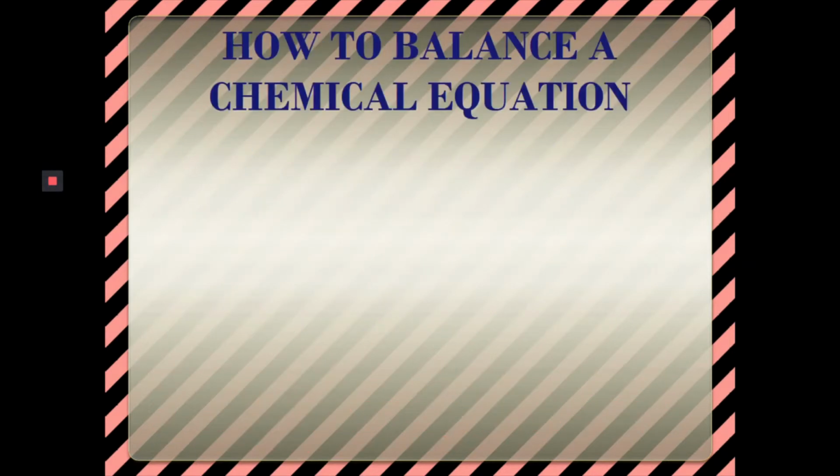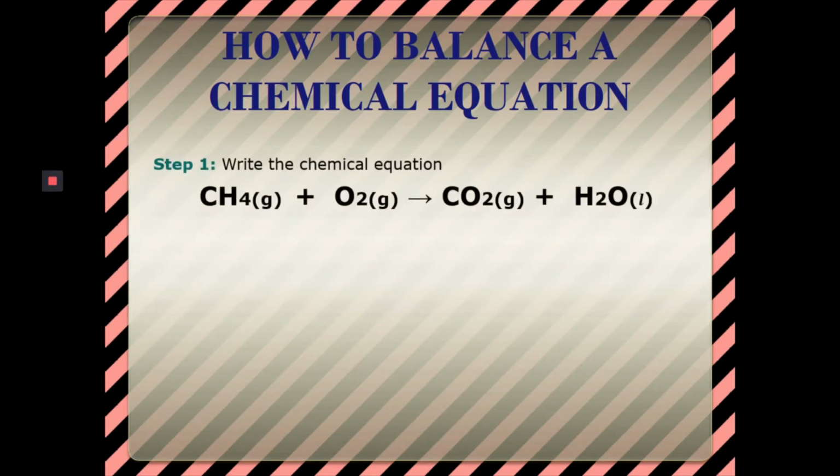Alright, so let's see how to balance a chemical equation. Let's say we have here methane plus oxygen, which will produce carbon dioxide and water. So let's see how we balance it. The first step we saw earlier is we have to write the correct chemical formula for each of these. The chemical formula must be correct.